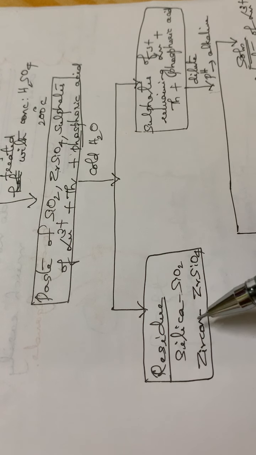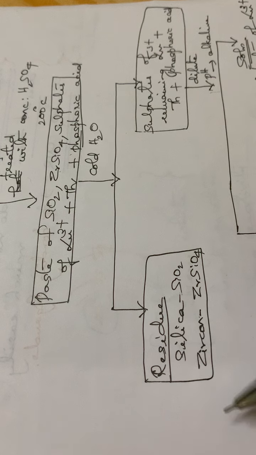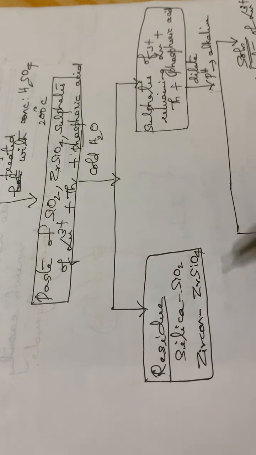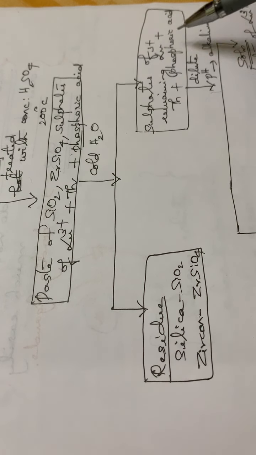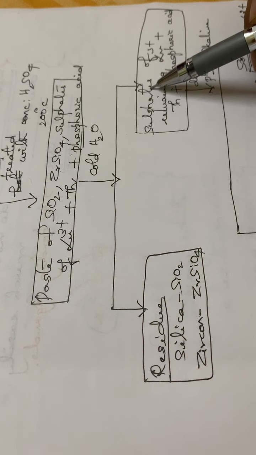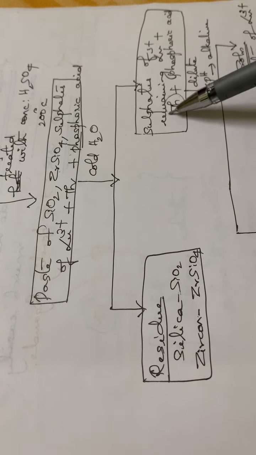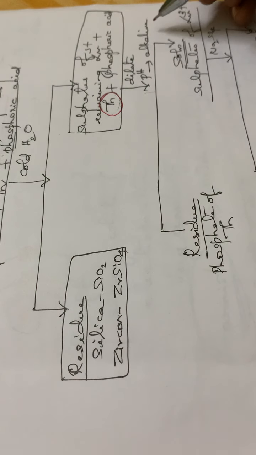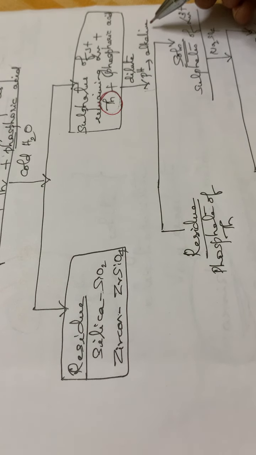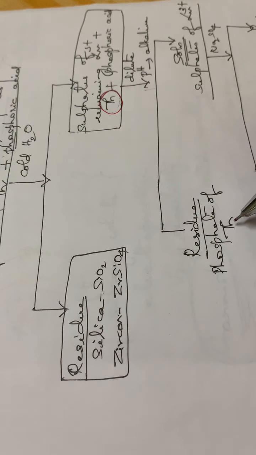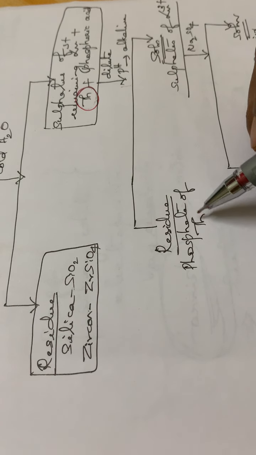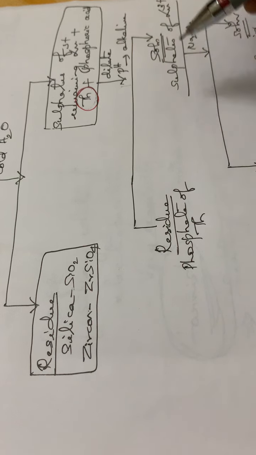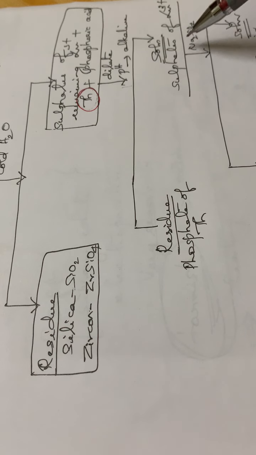In the residue we will have silica and zircon that we can separate out, that means it will be in solid form. Then in the solution, the remaining lanthanides and thorium are in the form of sulfates. Then you have to separate this thorium. For separating the thorium, we have to adjust the pH, that means the pH will be adjusted to the alkaline range, so that the thorium will be left as residue in the form of phosphate. Then again in the solution, the sulfates of lanthanides will be there, and again it is treated with sodium sulfate.